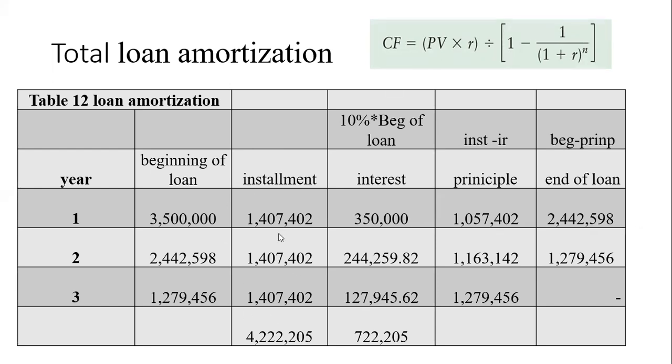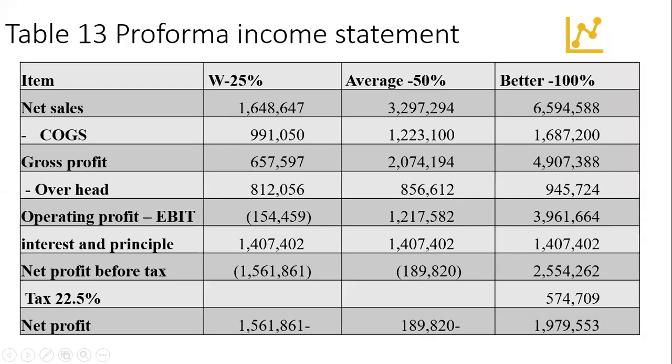have the installment. If he asks me what is the interest, I can find it from this table, but this is basically an installment that I have to pay each year in my pro forma. Voila, then we have the pro forma income statement.